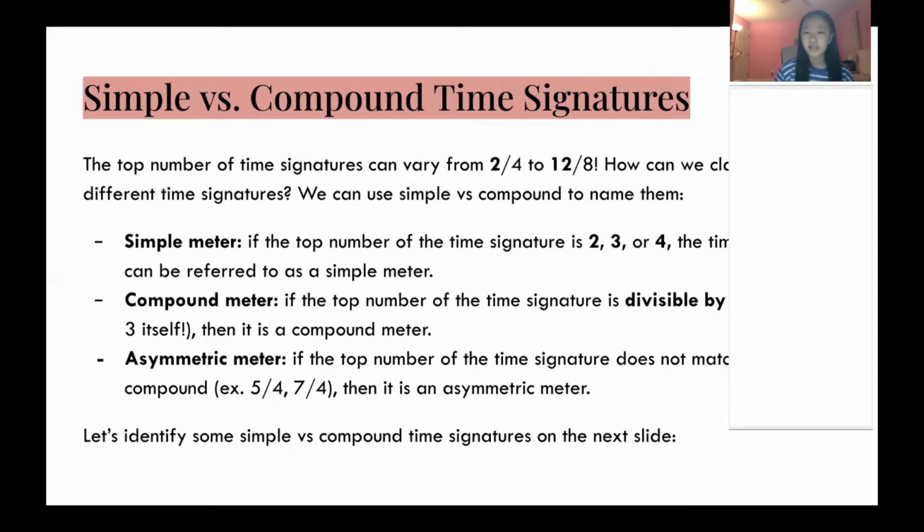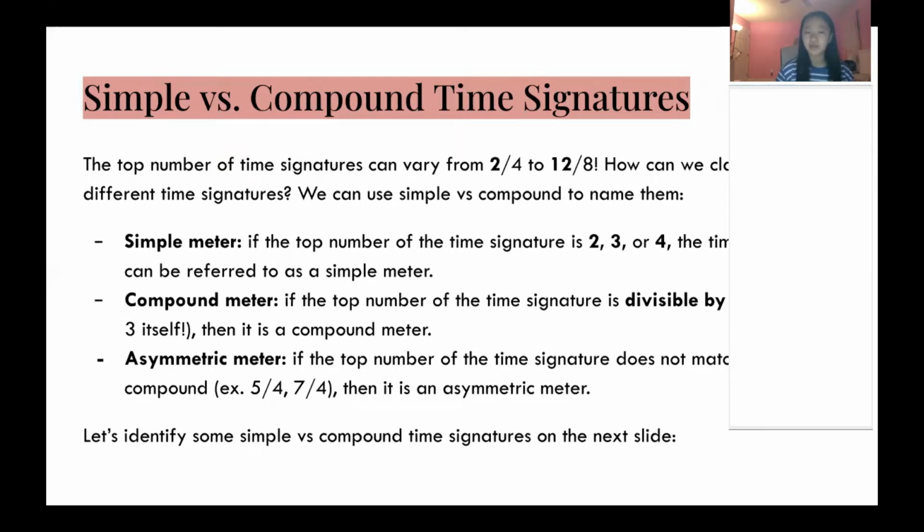I think if this is level 3, I don't think you learn this in level 3, you learn it a bit later, but we do need to go over time signatures, and this isn't a super hard concept, so we're just gonna do it. Okay, so the top number of time signatures can vary from 2 to 12 or even like 16. So how can we classify these different time signatures?